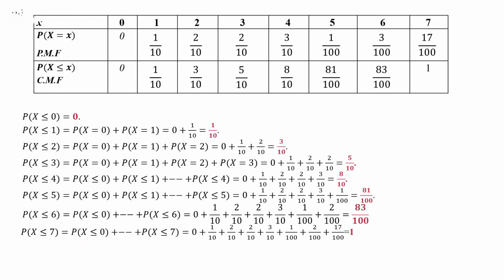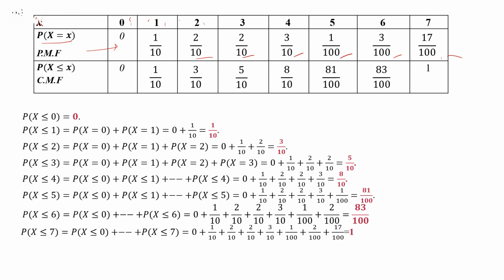Now the second thing, we just substitute the value on the place of b, so we get the table corresponding to 0, 1, 2, 3. That's not a small x, that is capital X, and these are small x. Now P(X = x), these are the probability mass function. So we get 1 by 10, 2 by 10, 2 by 10, 3 by 10, 1 by 100, 3 by 100 and 17 by 100. We just put the value of b in that table, that is 1 by 10.